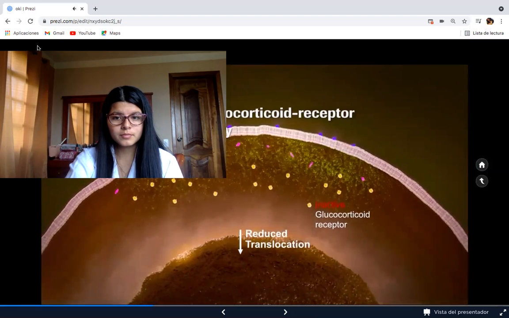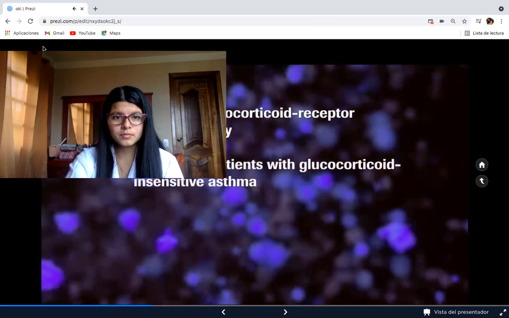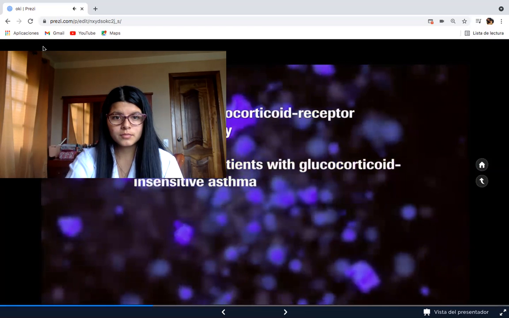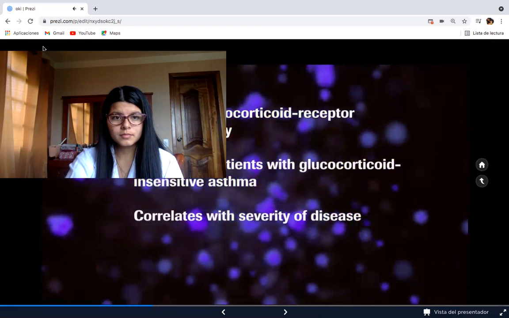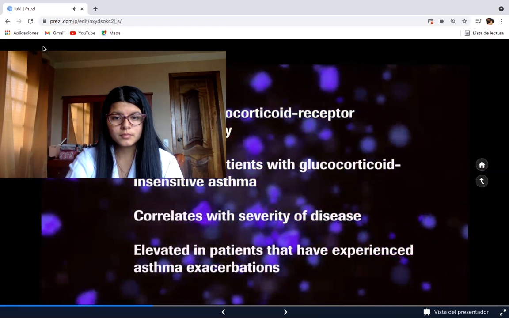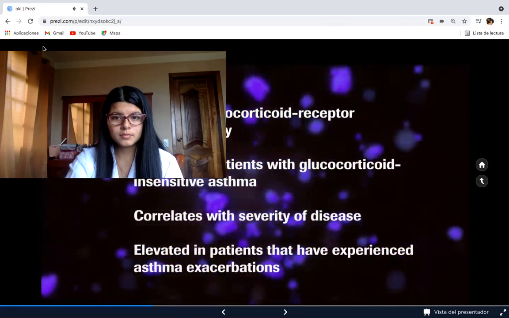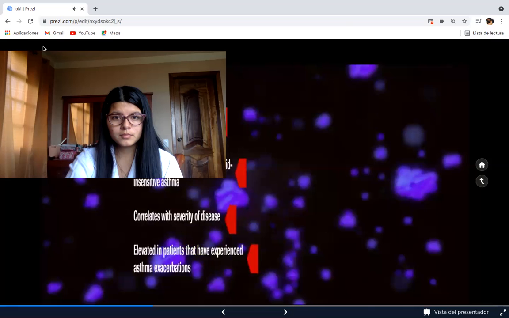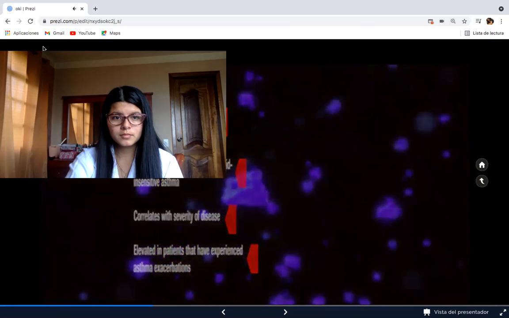translocation to the nucleus. IL-13 is elevated in patients with glucocorticoid insensitive asthma, correlates with severity of disease, and can also be elevated in patients that have experienced asthma exacerbations. Therefore, IL-13 blockade is an attractive therapeutic approach for the treatment of bronchial asthma.